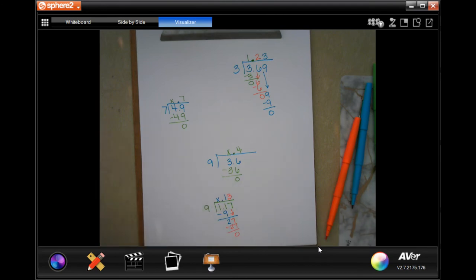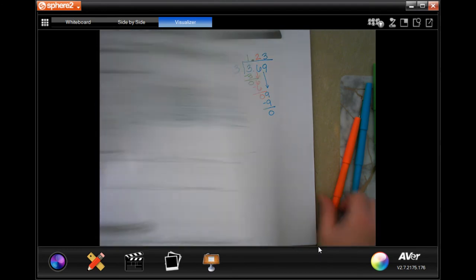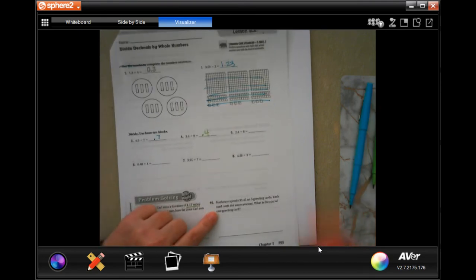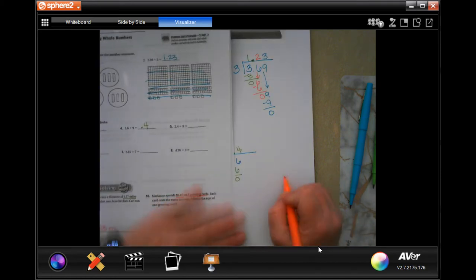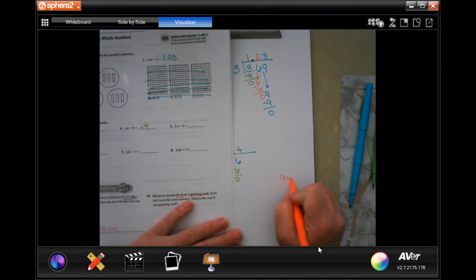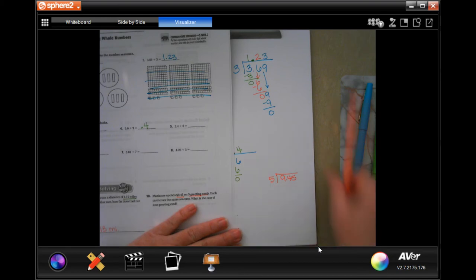We will go on now to number 10. Marianne spends $9.45 on 5 greeting cards. Each card costs the same amount. What's the cost of one greeting card? Well, I'm going to go over here, 9.45 divided by 5. I'm going to move my decimal straight up.